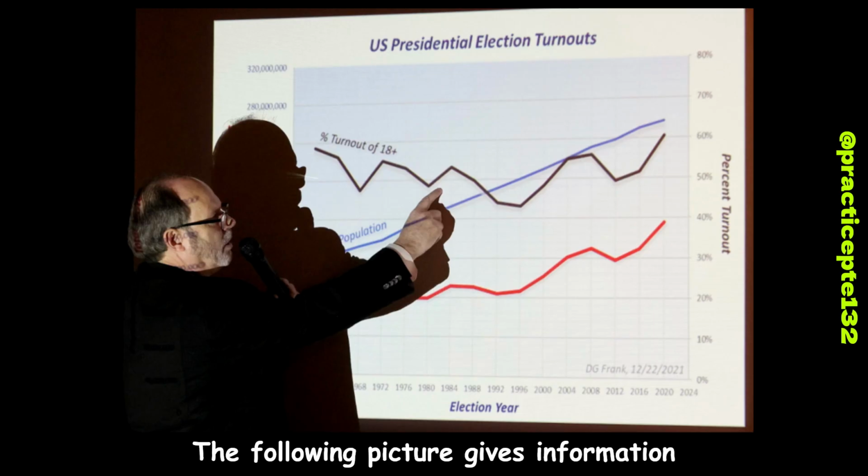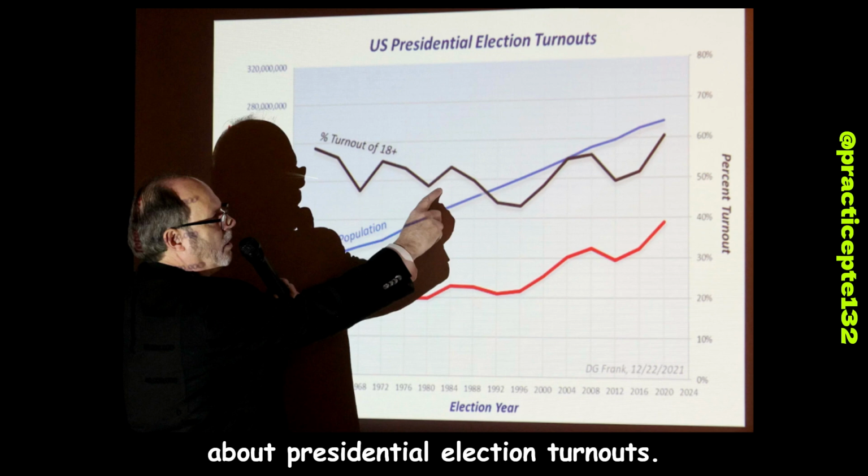The following picture gives information about presidential election turnouts. According to this picture, in the central area, there is a line chart on a projection curtain, with red and blue lines in it. In the right area, it is a vertical axis of percent turnout.